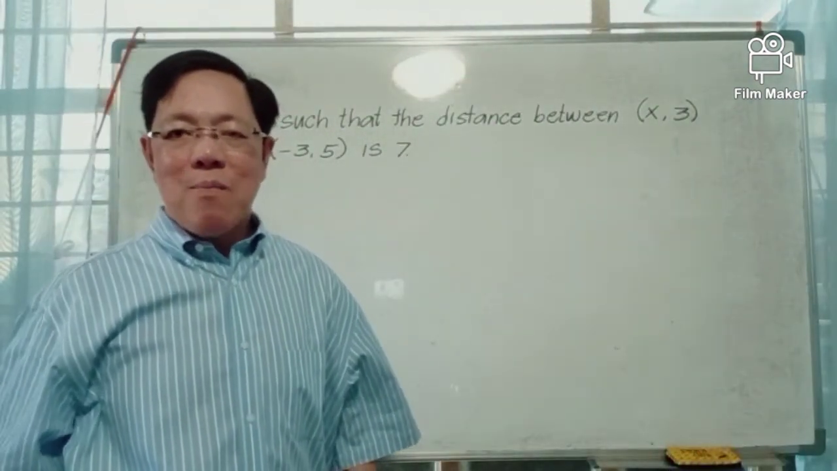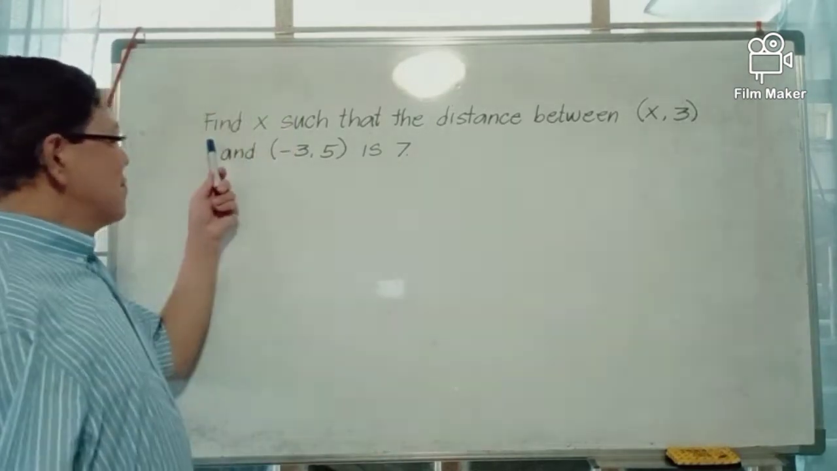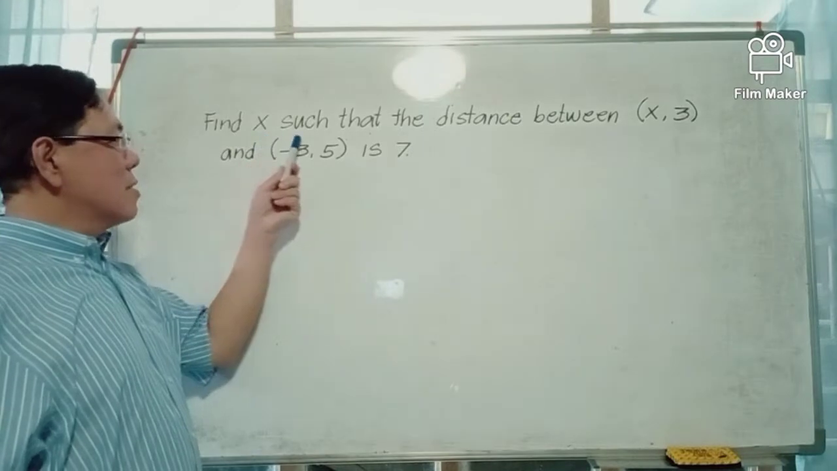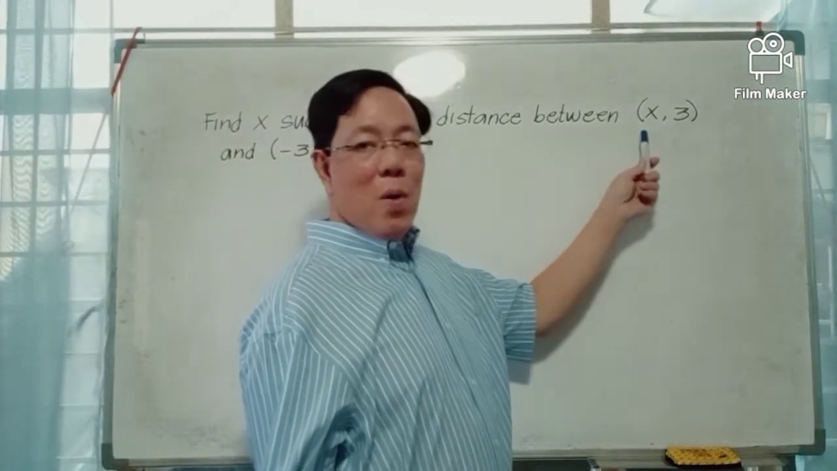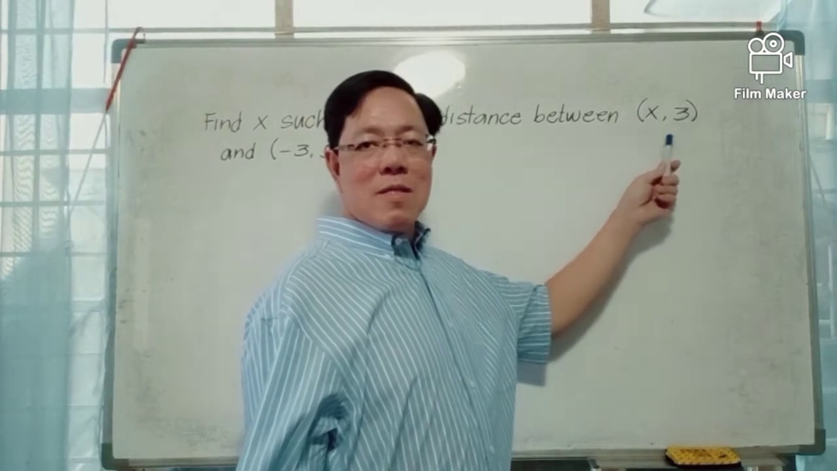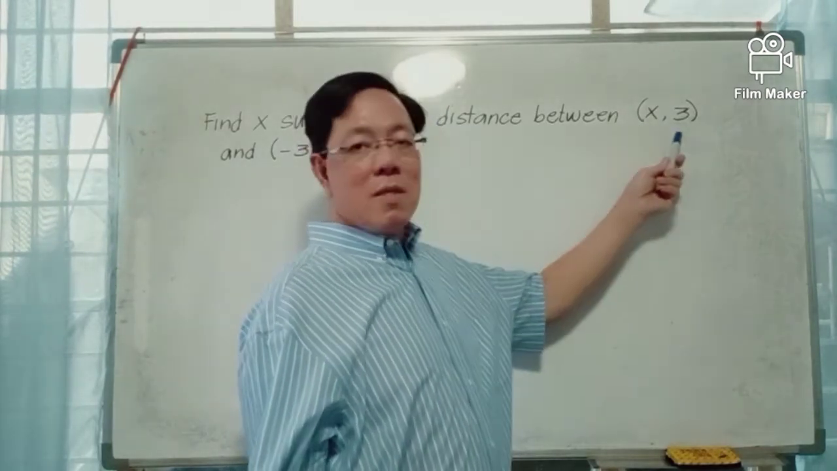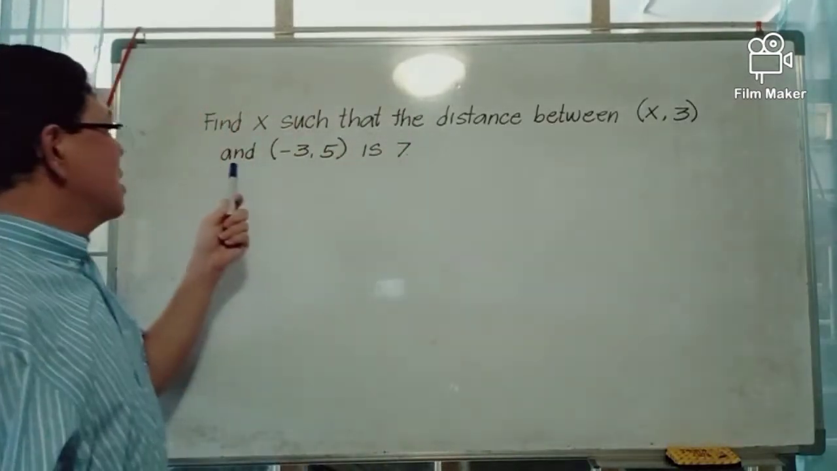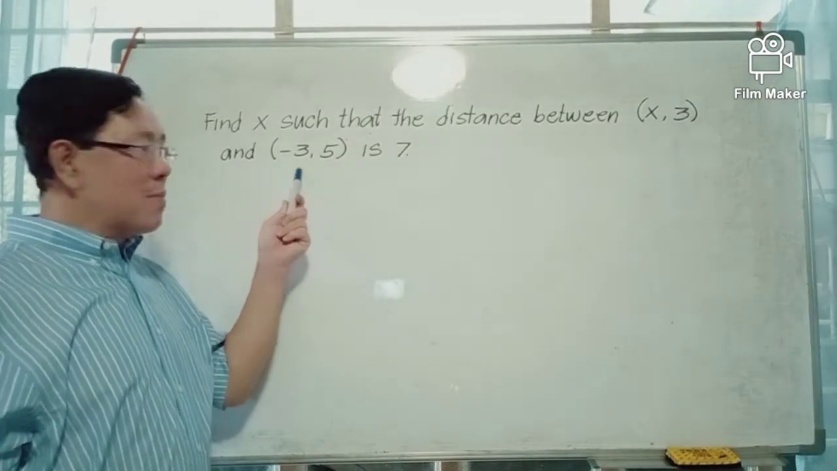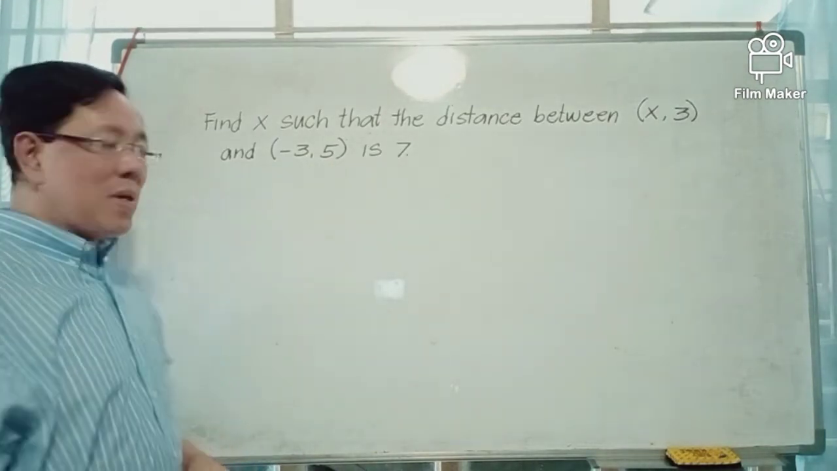For our example 2, consider the following problem. Find x such that the distance between this point with coordinates x, 3, the abscissa x of this point being the one we want to find in this problem, and the second point, negative 3, 5, is 7. We write the given.